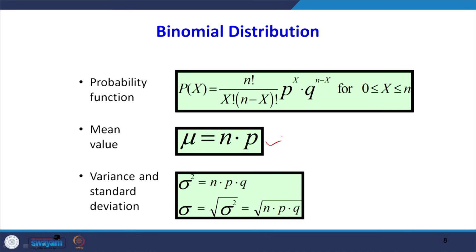You can find this using the concept of expected value. When you multiply p of x with x, that is sigma of x into p of x, and simplify, you will get this formula. Similarly, for variance we are going to use only the result: variance equal to npq, and standard deviation is root of npq.